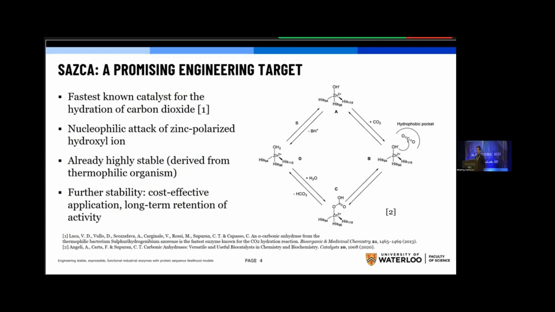For this application, I'll be looking at SAS carbonic anhydrase, an enzyme coming from an already thermophilic organism. One of the advantages here is this is the fastest known enzyme for carbon dioxide capture. A single enzyme molecule can perform a million or more reactions a second already. And it does this by the nucleophilic attack of a zinc polarized hydroxyl ion that's facilitated by the structure of the enzyme, the way it was evolved.